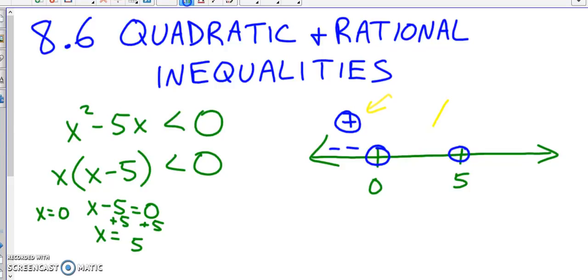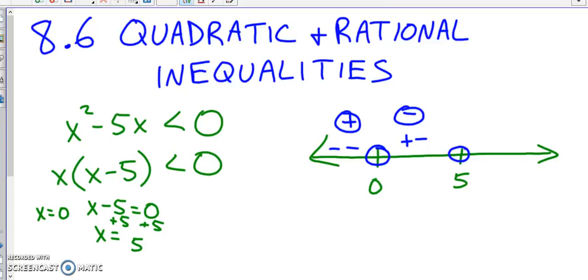So let's pick a point from in here. 1 would work, 2 would work, 4.95 would technically work, but 1 would probably be the easiest thing to plug in. So 1 itself is positive, 1 minus 5 is negative. Positive times negative gives me an overall result of negative. Or if I plug it into the original, it would come out negative.